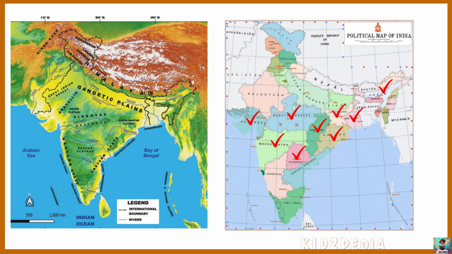Then, on the physical map, see where these states lie. Many of these states are located in plateau regions like the Deccan Plateau and Chota Nagpur Plateau, central and eastern parts of India. So, most tribal communities in India live in the central, eastern and northeastern states, which are mainly covered by plateaus, hills and forests.